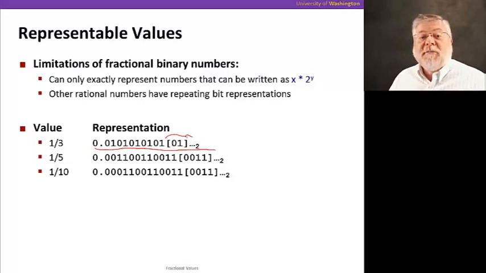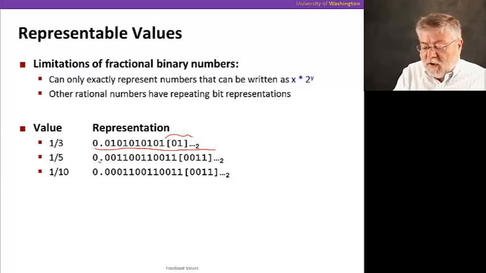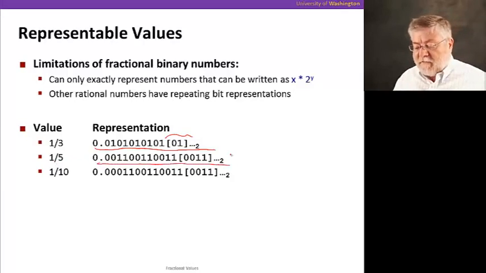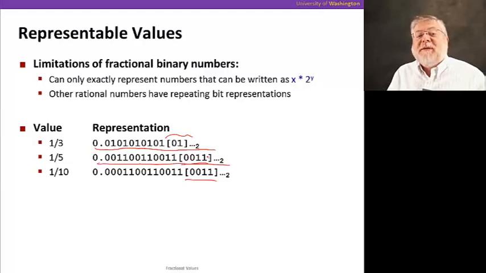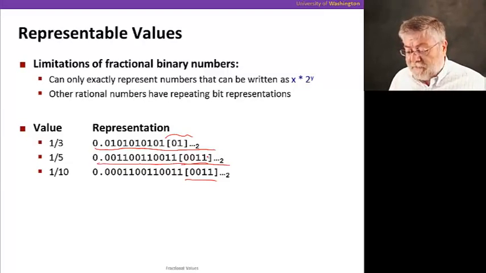There's other numbers like that in binary. 1/5 also has a repeating bit pattern that repeats 0011 on forever and ever. And 1/10, you notice, also has that same repeating pattern as 1/5 did, because of course 1/10 is just a half of a fifth. It's just that same bit pattern shifted over by 1. Okay, so it's going to repeat the same way.